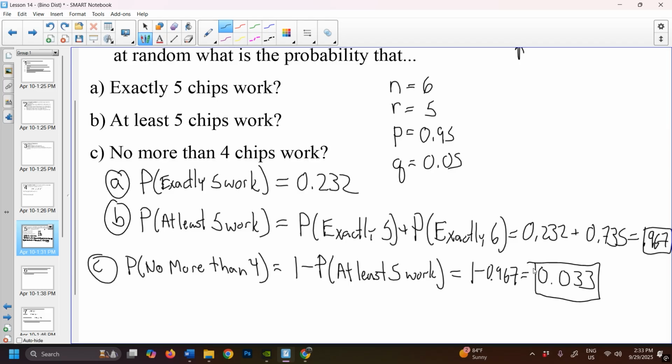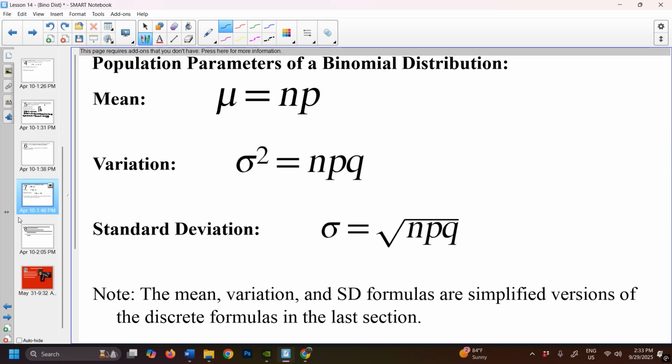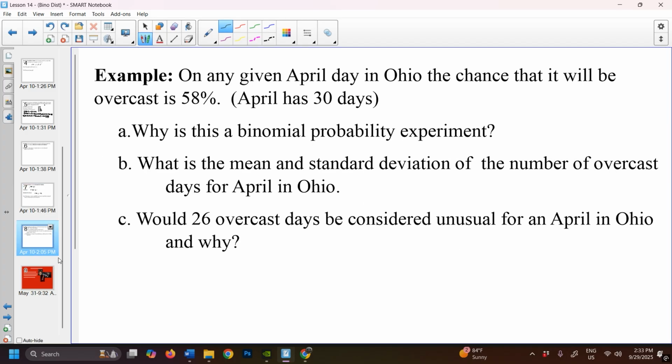as our final answer. Now, population parameters of binomial distribution, you could just multiply the values that you know. N and P you calculate. Q, remember, is 1 minus P, and then the square root of those values. So they're pretty straightforward, and you can just make those calculations with a regular calculator. You don't need a table to do it.